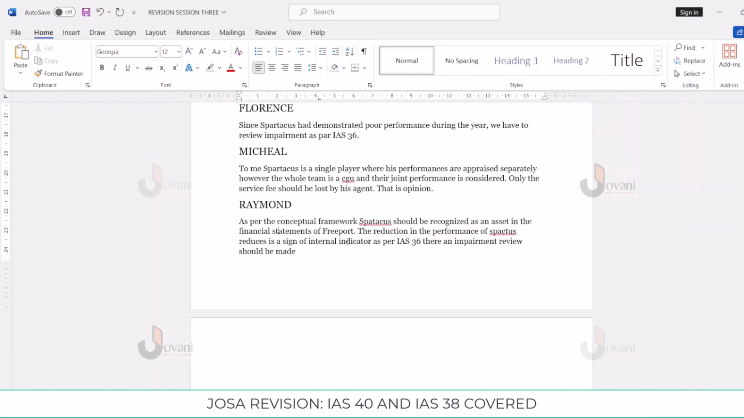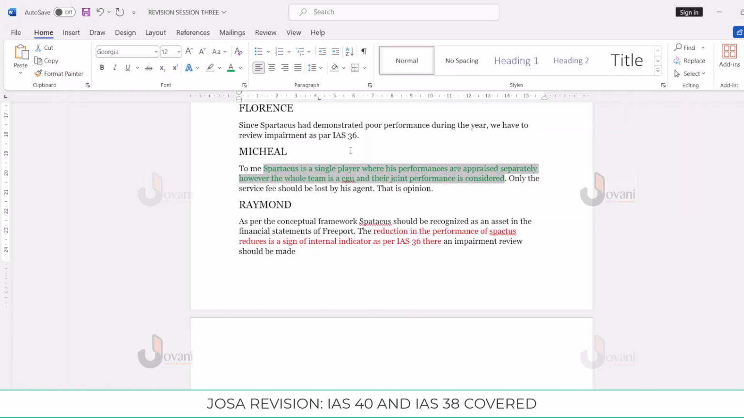We are all forgetting here. Red flag. We shall see. Michael says: to me, Spartacus is a single player whose performance is appraised separately. However, the whole team is a CGU, and their joint performance is considered. Only the service fee should be lost by his agent. This is okay. This is very okay. But Michael, we shall see how to attempt the questions.